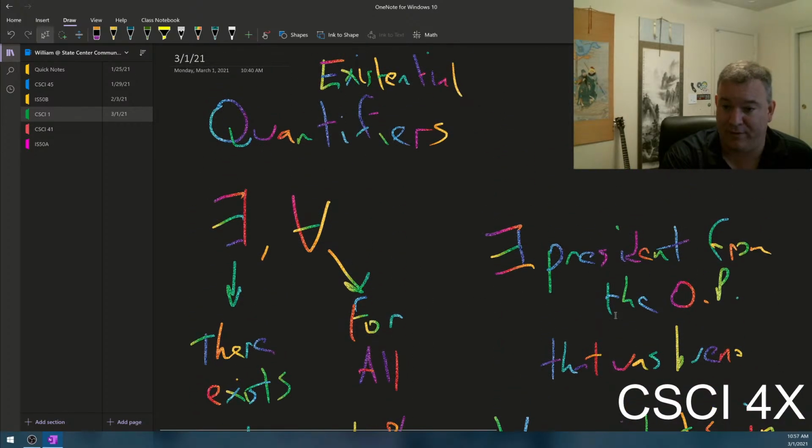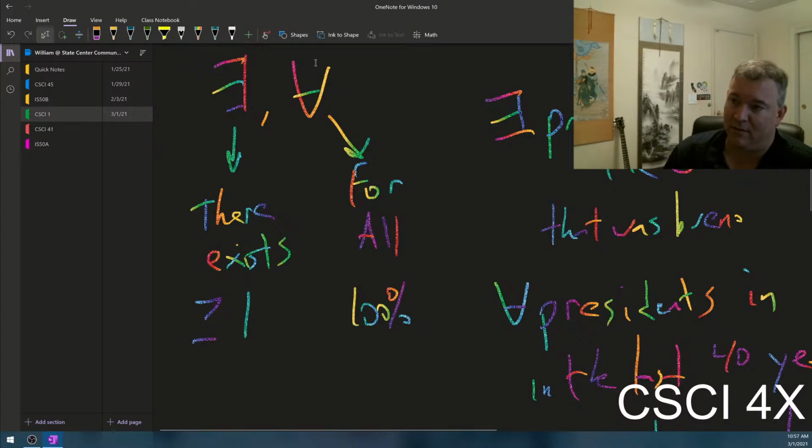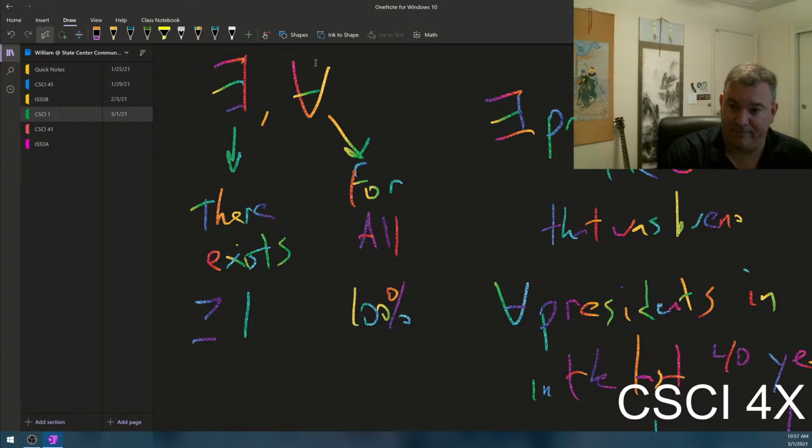For all, in order to prove that all presidents in the past 40 years have been good, well, you just kind of go through them all. If you're a Democrat, you like Carter and Clinton and Obama, right? Am I missing any? Biden. So you just go through and say, I like Carter, I like Clinton, I like Biden, Obama. If you make an argument they're all good, then you've proven a for all.